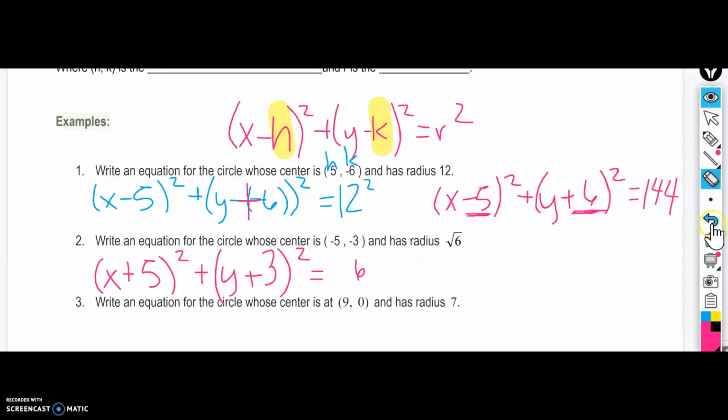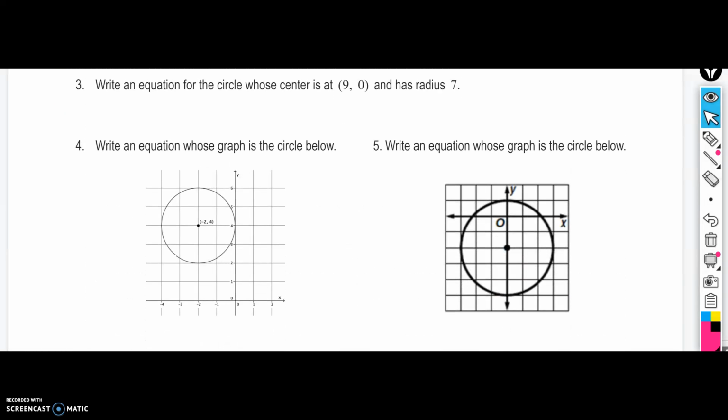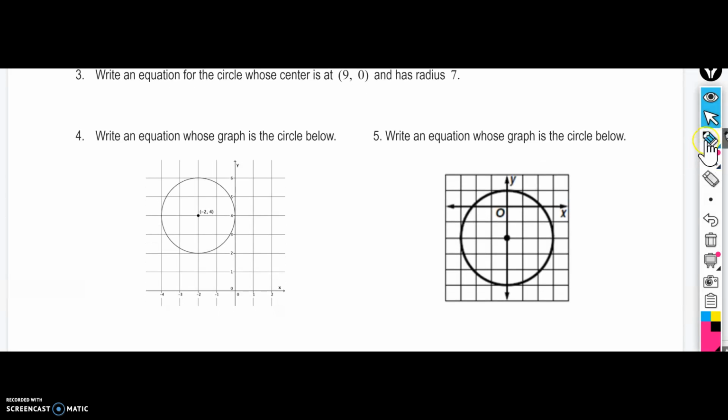All right, continuing down my page, I've got 3 and then these nice ones at 4 and 5. So 3, I've got all positives, but I have a 0 here. So that gives me a little bit of a special case. So again, x minus my first coordinate squared plus, and then I'm going to do y minus 0 squared. Well, my minus 0 is just y, right? So I'm just going to write y squared. And then equals 7 squared, or 49. That would be in my final form.